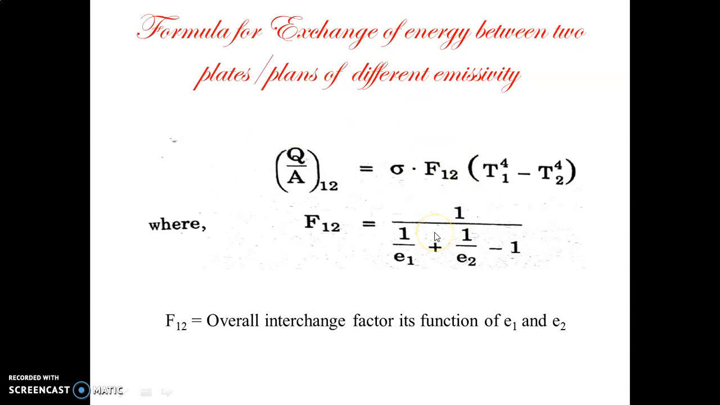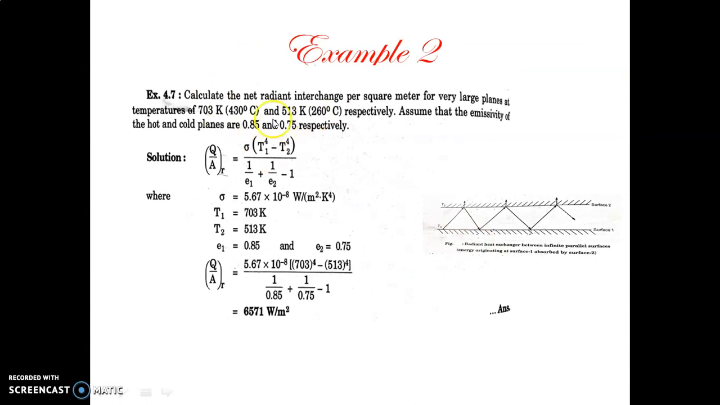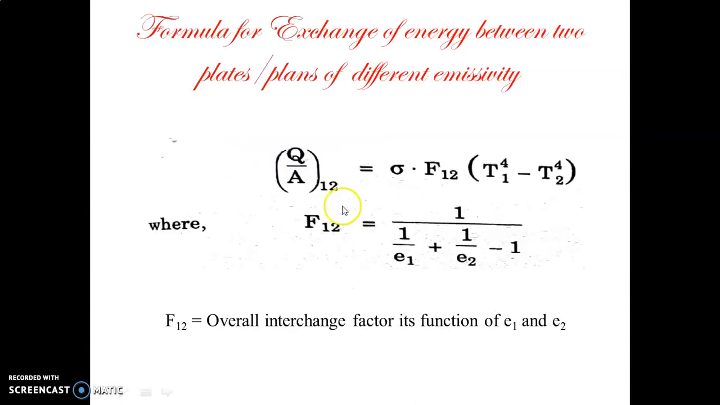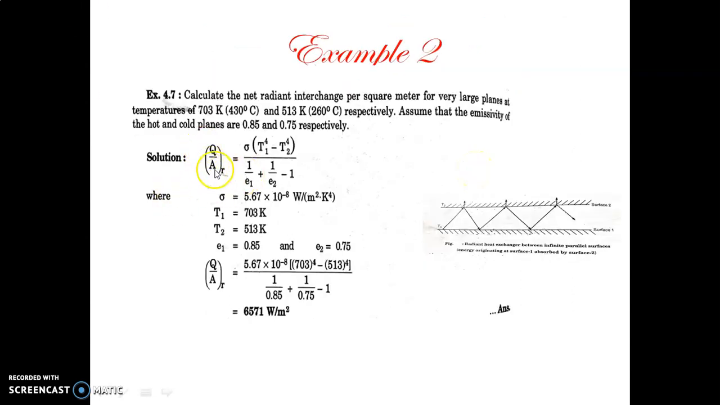Here F12 is already included in this formula, because F12 is nothing but the overall interchange factor, 1 upon this. So this is already included. Then the formula becomes Q by A radiation, where R stands for radiation, is equal to sigma into T1 to the power 4 minus T2 to the power 4, divided by 1 upon E1 plus 1 upon E2 minus 1.